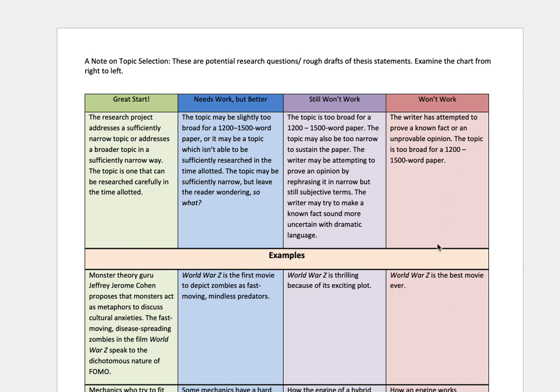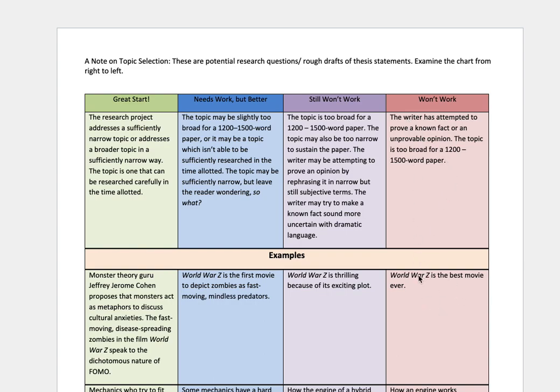So in the first category, what you generally tend to have are ideas that are just way too broad for a paper of this length. This is about 4 pages, right? And 4 pages double spaced. So the writer has either attempted to prove an unprovable opinion, in the case of World War Z is the best movie ever. That's just too subjective. You can't prove that. There's nothing to argue here because it's just a matter of taste, right?